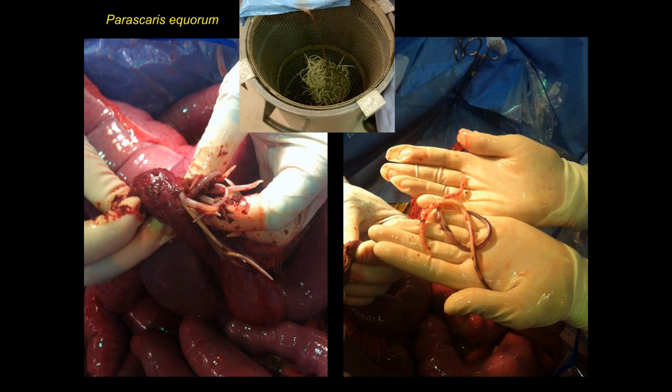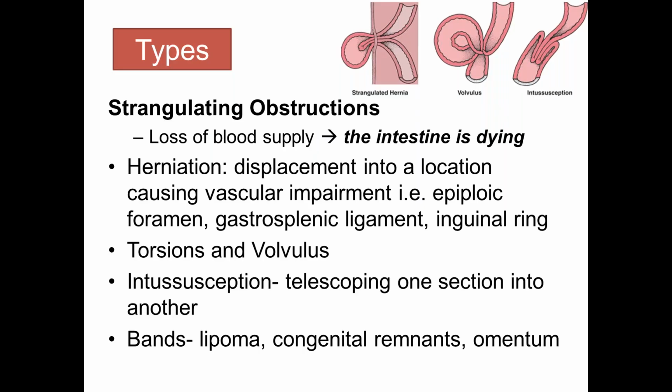And here's a nice bucket of worms out of this weanling. Okay, the strangulating types, there's a whole slew of these, but at the end of the day, it causes a loss of blood supply. So the intestine is dying. These are time-sensitive lesions. You've got to make decisions quickly about whether that horse has a surgical option or not.